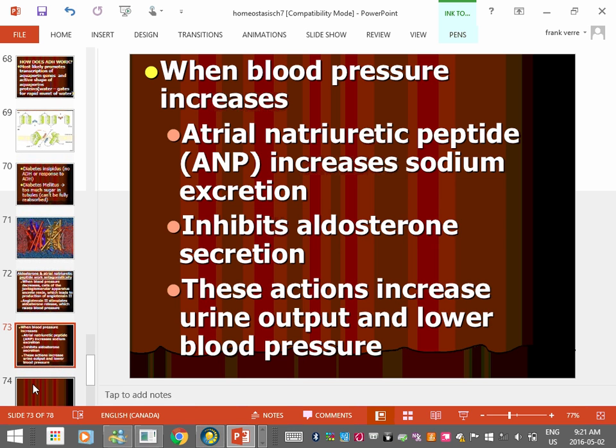What ANP does is it reverses that. It tries to promote the excretion of salt. So if you get rid of more salt, that means you get rid of more what? Water. That means less water in your bloodstream. That means the blood pressure would go down. It's the exact opposite. Exact opposite.